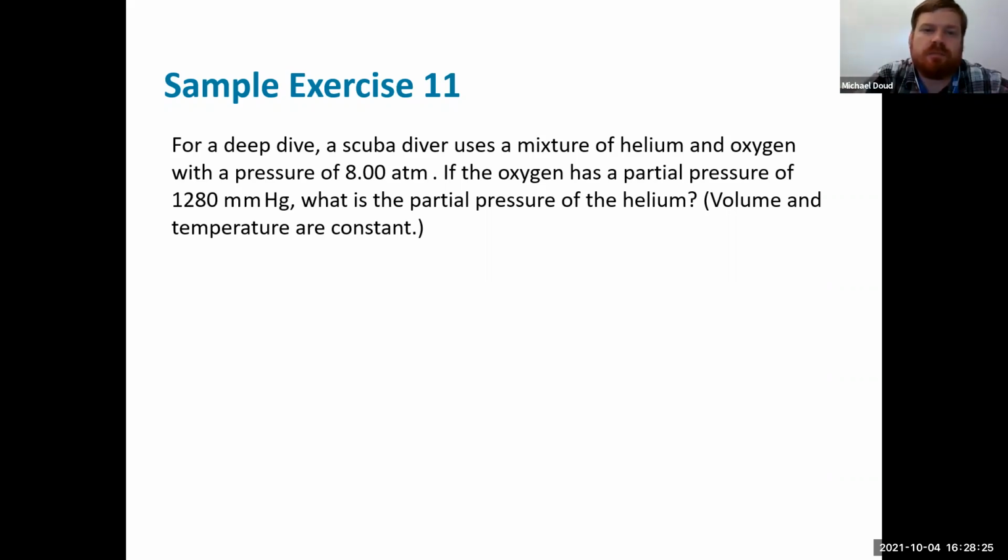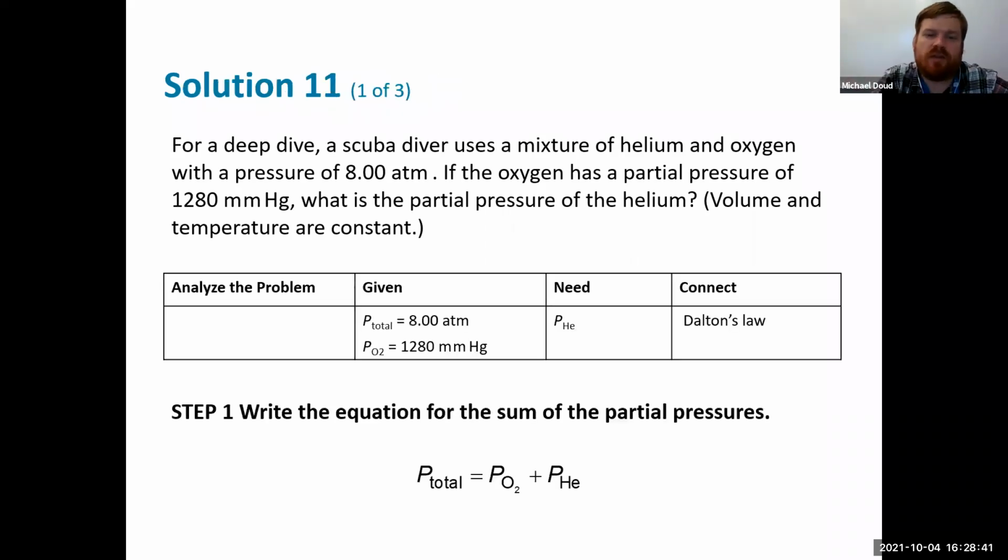So go ahead, pause the video here. See if you can figure out what the partial pressure of the helium is. And once we unpause the video, we will walk it through, and I will see you in a minute. So I'd pause. Okay, let's walk it through.